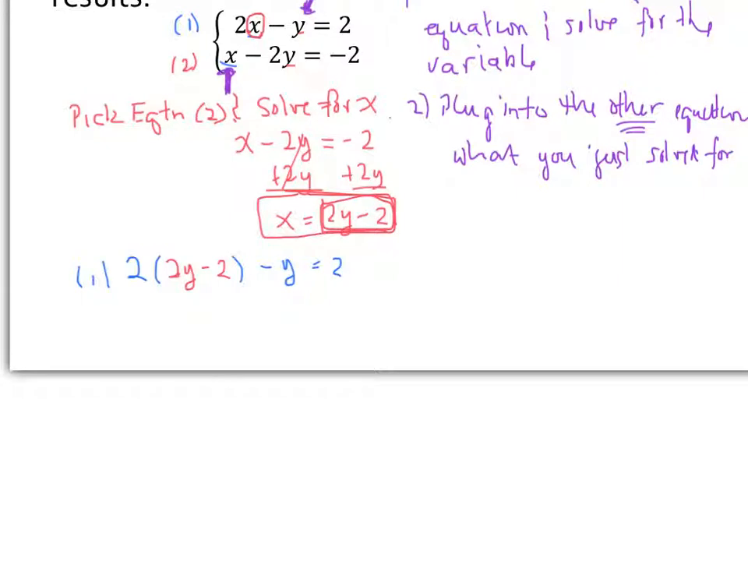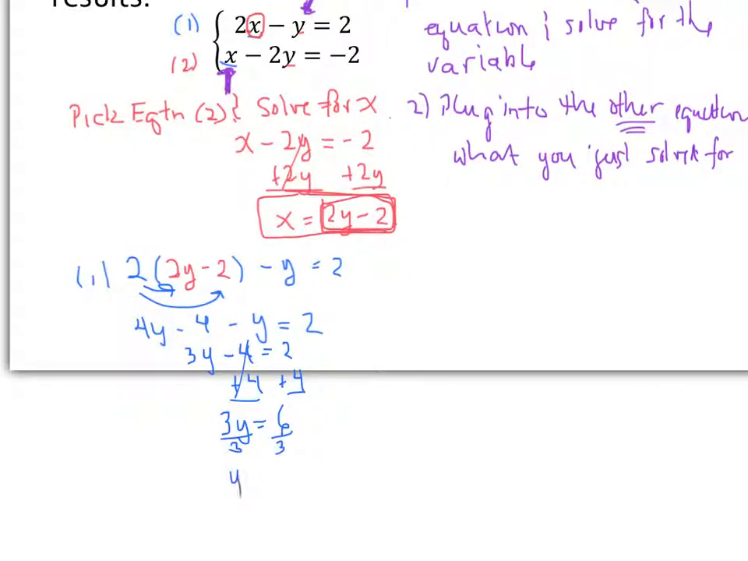You said, okay, well, let me distribute here, let me distribute here. So I get 4y minus 4 minus y equals 2. And then you said, okay, let's combine like terms. 4y minus y is 3y. So I get 3y minus 4 is equal to 2. Then you added 4 to both sides. This is stuff that you've been doing all semester. So 2 plus 4 is 6, and then you divide by 3. There we go. And y equals 2.